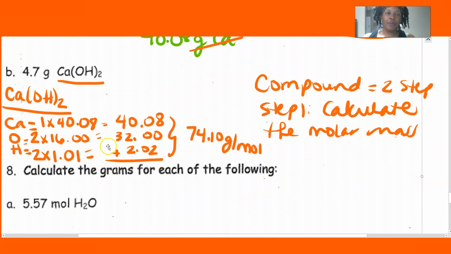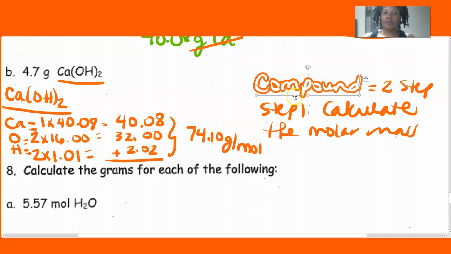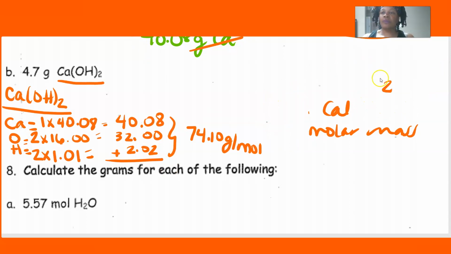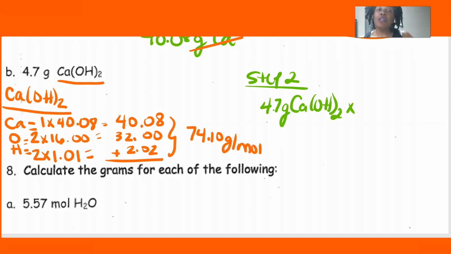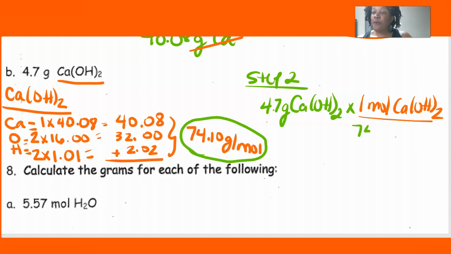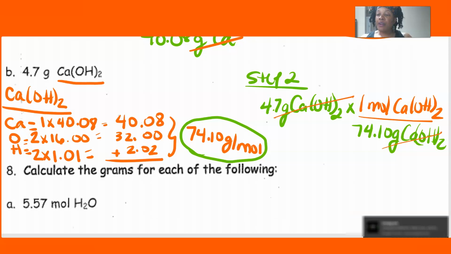So let me go ahead and show you. Step 2, you're going to take that 4.7 grams of calcium hydroxide, and you're going to say times, and on the very top, because you're trying to get to the mole, you're going to put 1 mole of calcium hydroxide, and on the very bottom, that number that you just calculated, 74.10 grams of calcium hydroxide. And you know what's going to cancel out? Grams, because those units are the same, they're going to cancel themselves out.